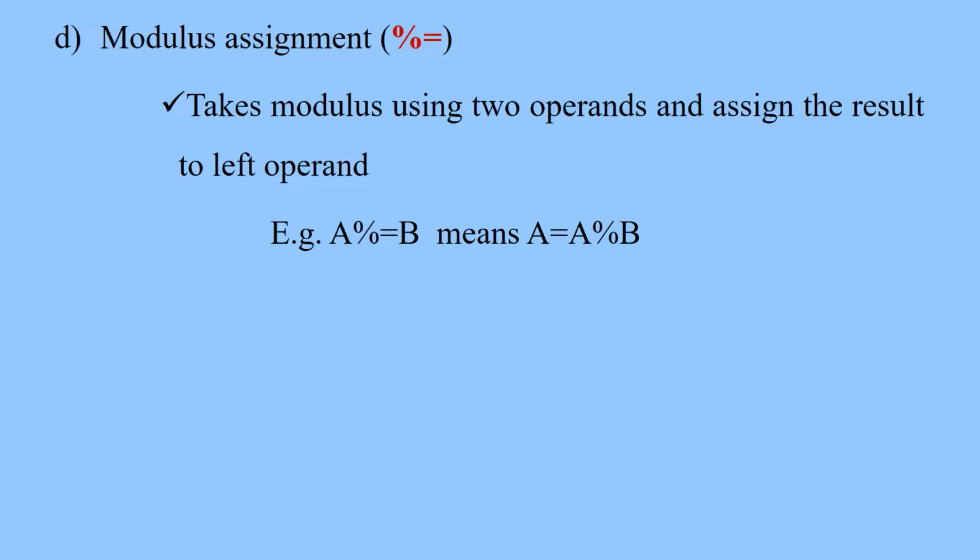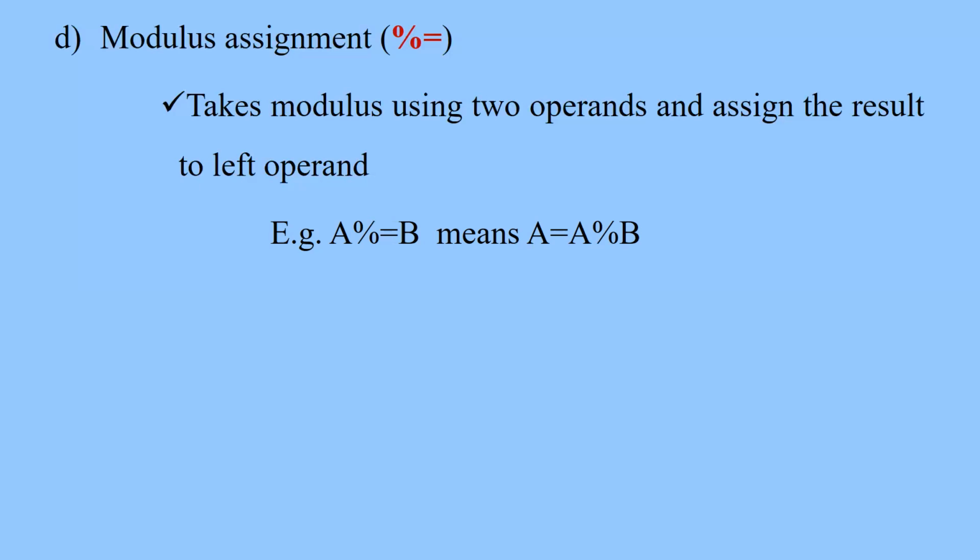Let me put it properly. This statement reads as follows. Divide the content of memory location called A with the content of memory location called B. The results in terms of the remainder, assign that remainder to the memory location called A.